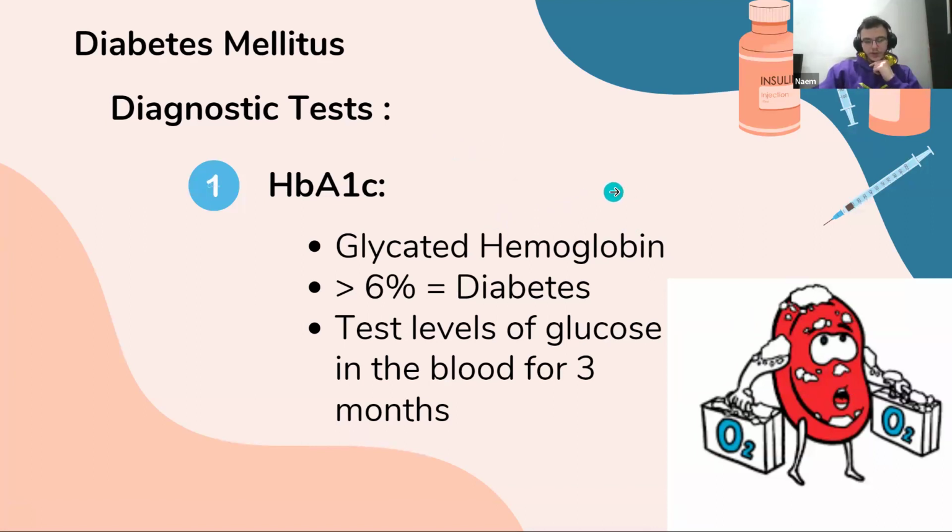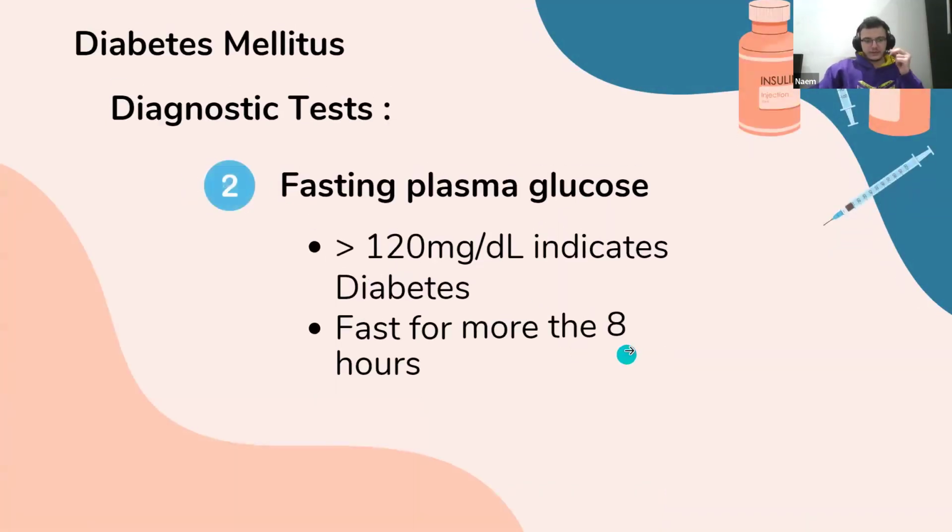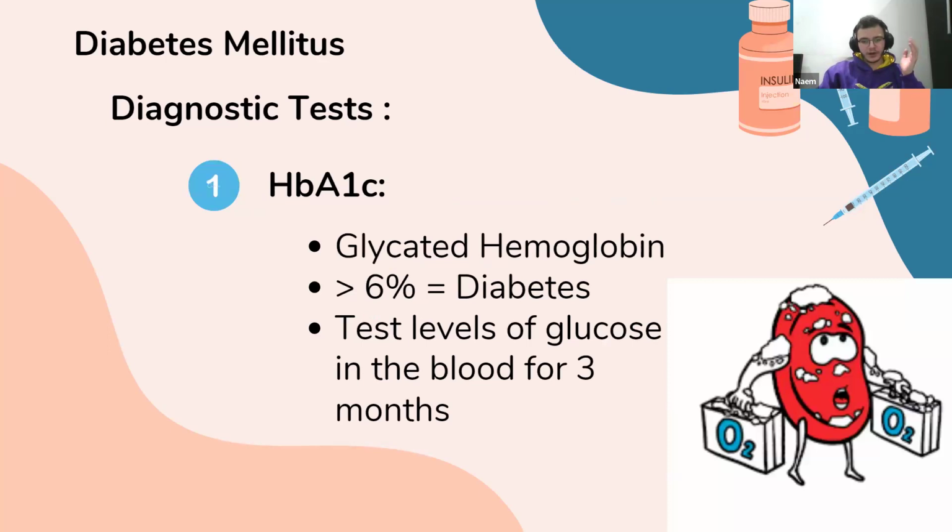Okay. The second test is fasting plasma glucose, which means you tell the patient to come to the clinic fasting for 8 hours. So for the last 8 hours you don't eat anything. You drink water, but you don't eat anything at all. Then you test the plasma glucose. If the plasma glucose is above 120, this could indicate diabetes. You just need to know the values. I'm not sure if they're going to ask you about values in first year, but just know these two tests.